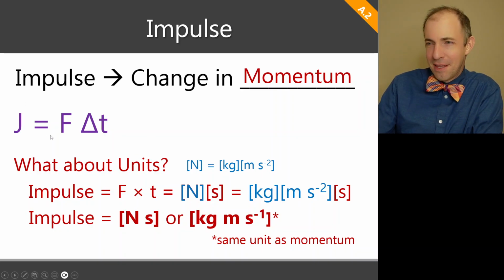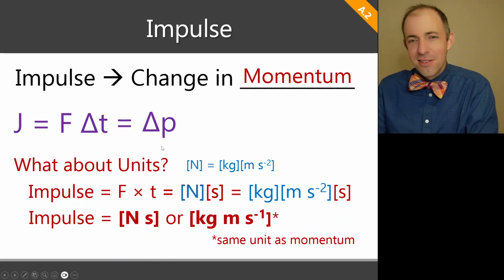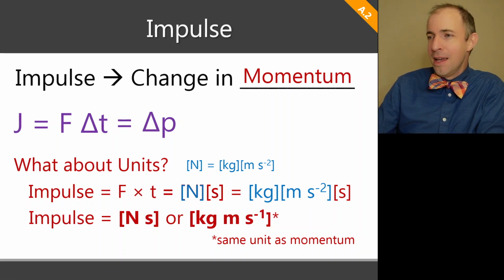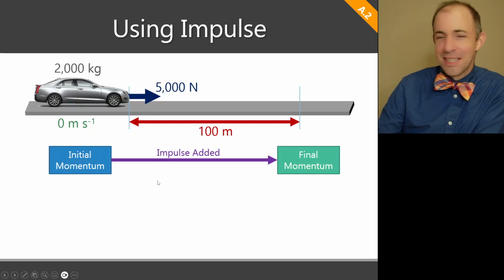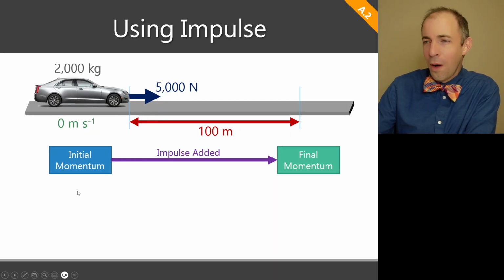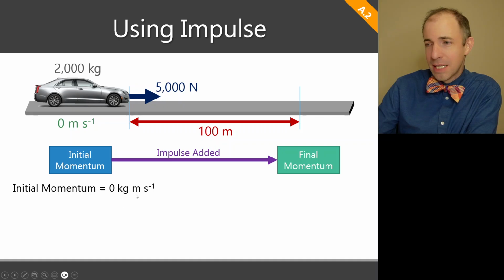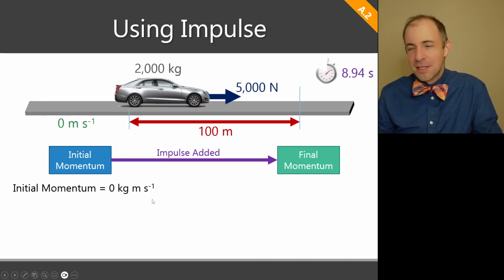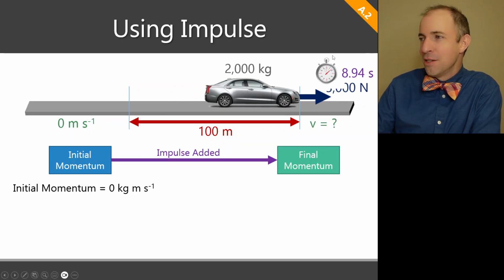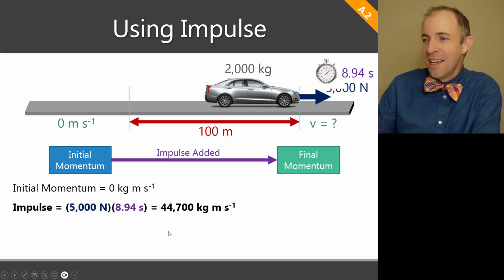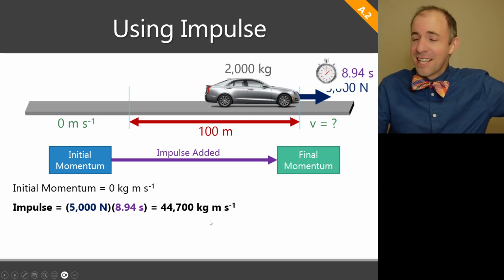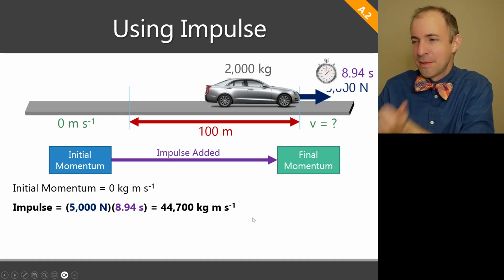We are going to describe this then as J is equal to F times delta t, but we could also say it's equal to delta p, that change in the momentum. Now, with that in mind, let's go back to this problem. The initial momentum that I calculated was 0 kilograms times meters per second. We also then calculated the impulse that was imparted here: 5,000 newtons for 8.94 seconds gave us an impulse of 44,700. Before we said newton seconds, here I've just changed that to kilograms times meters per second.